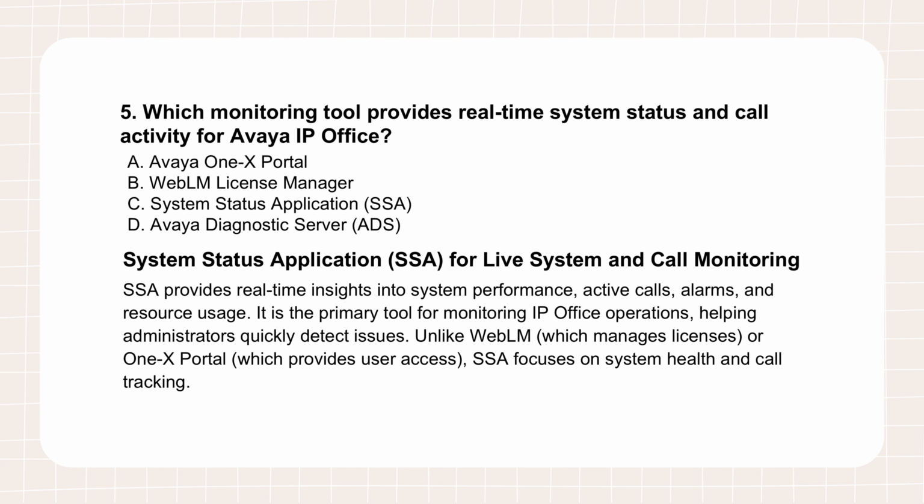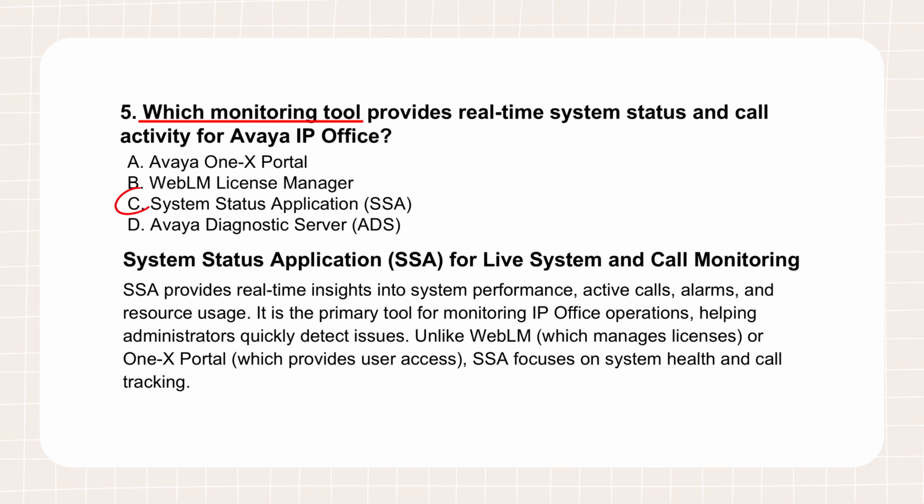Okay, we've arrived at our final practice question for today. Which monitoring tool provides real-time system status and call activity for Avaya IP Office? The options are Avaya 1X Portal, WebLM License Manager, System Status Application, SSA, and Avaya Diagnostic Server, ADS. Which of these gives you that live, sort of up-to-the-second view of what's happening? For that immediate real-time visibility into the health of your Avaya IP Office system and what calls are currently active, you really need to use the System Status Application, often just called SSA.